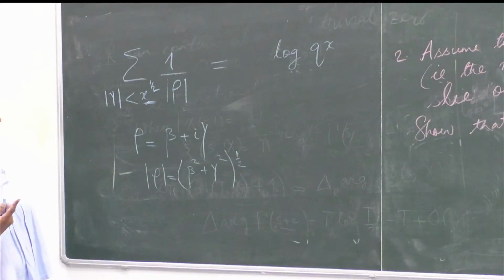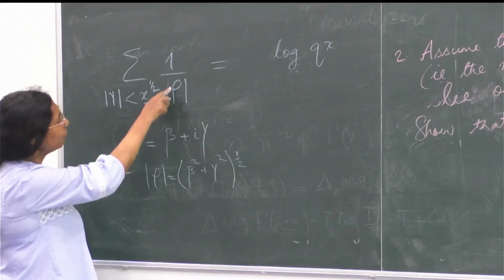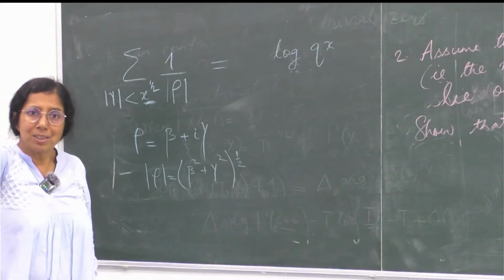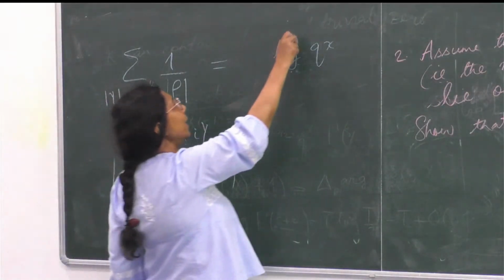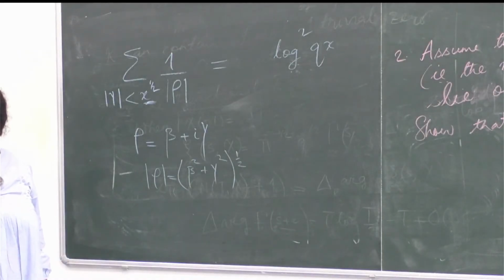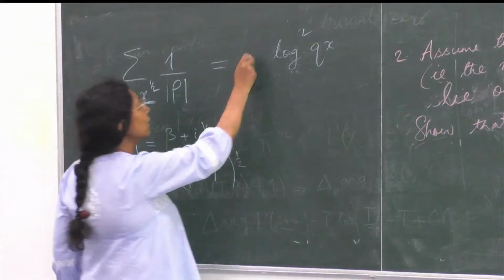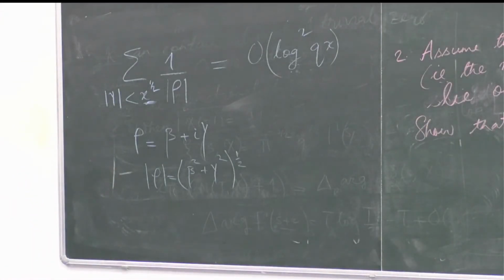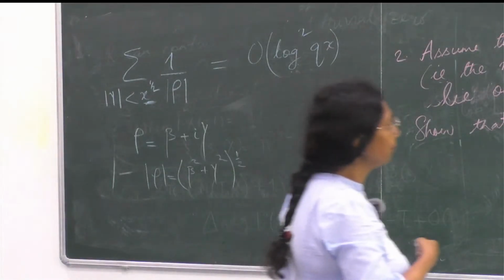Okay. But is it going to be log Qx? Is it going to be log Qx? This is half, but this is 1 upon this to the power half. So this will come 2 times. So you will get a log square. So at least these many terms will come up. All right? So there will be at least these many terms. So now you use partial summation. You can use a partial summation and this.